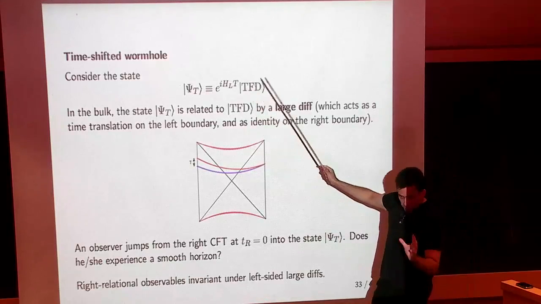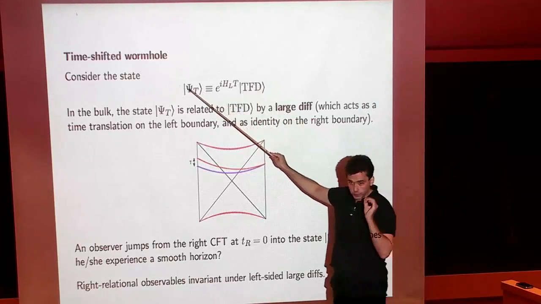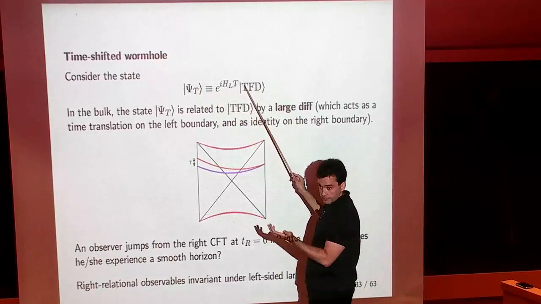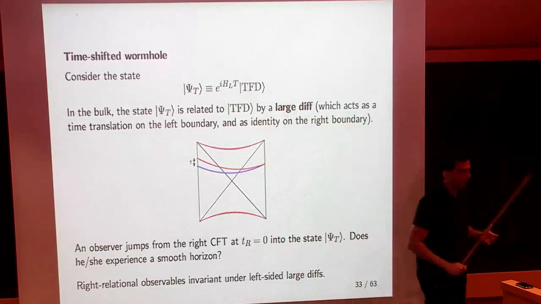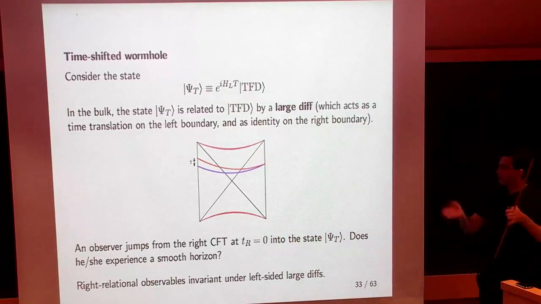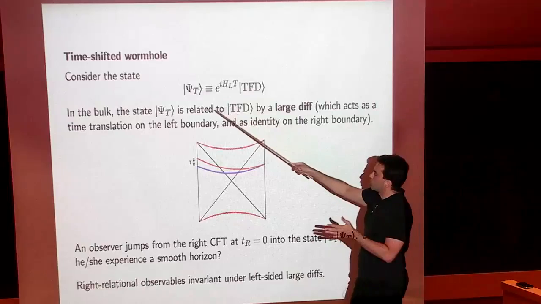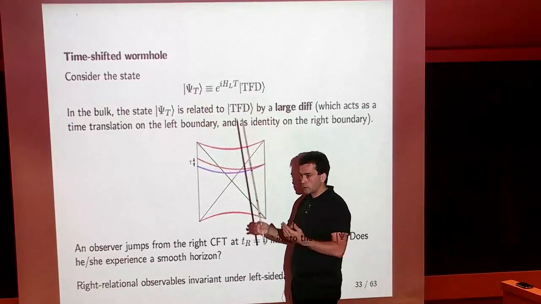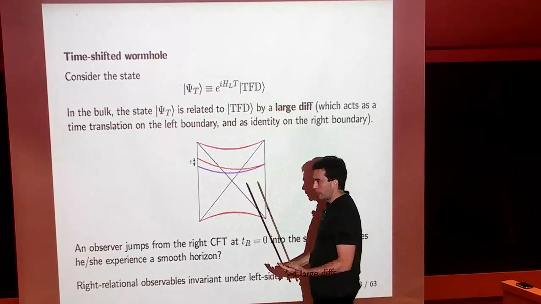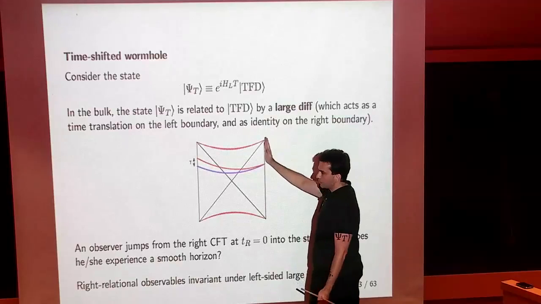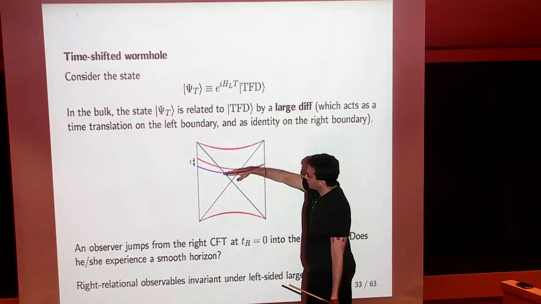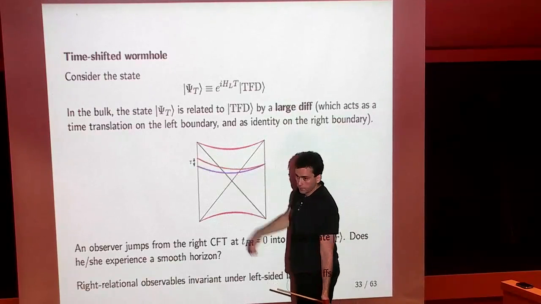From the boundary point of view, it's pretty clear that this is a new state because it will have different phases when you write this in an entangled state. Also from the bulk, it is clear that this is a new state because you can think of this state as being the result of a large diffeomorphism in the bulk, which leaves the right boundary invariant, but translates the left boundary by a constant amount t.